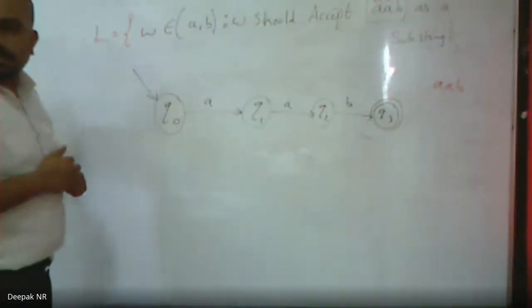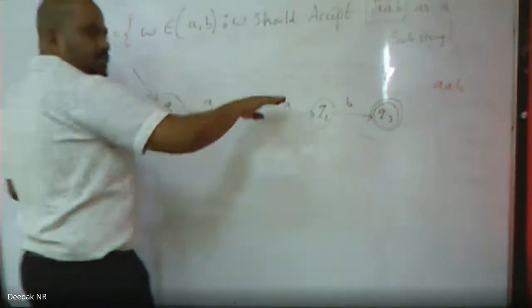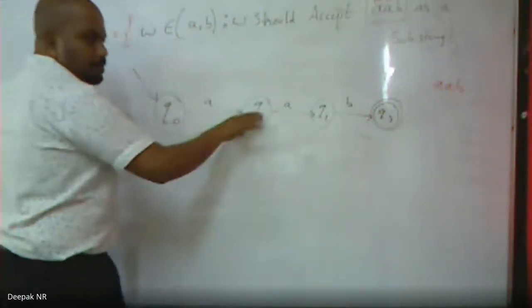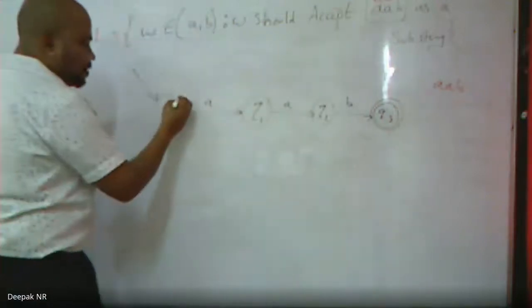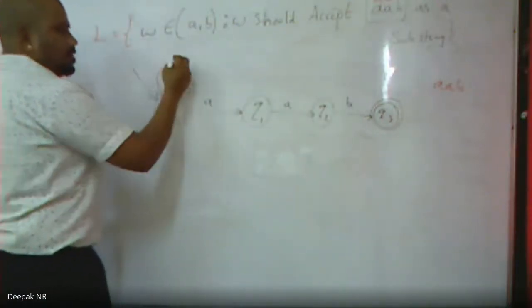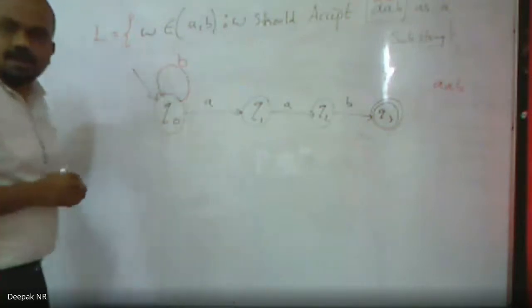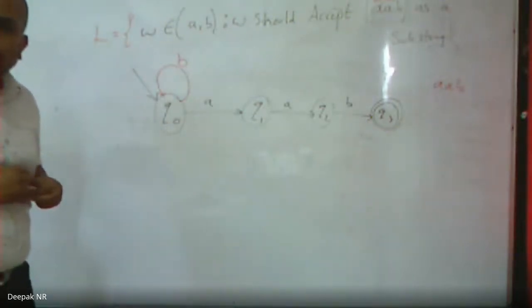Tell me please. B: can I use the self loop, or can I send it here? If I send it here, BAA, BAB, I'm going to the final state. Hence, I will send B in a loop.